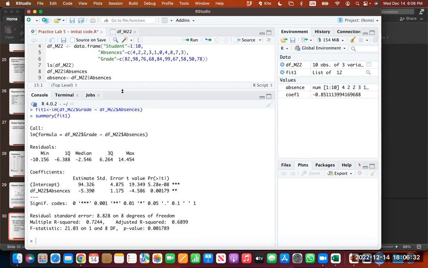Then you have the coefficients, and we know what that is. We know the estimate. We know the intercept is 94. We know the absences is minus 5.4. We have a standard error, which is the accuracy of the prediction. We have corresponding t values and the derived p values. Then we have a lot of asterisks here, which basically indicate the level of significance. So it gives you different levels of significance.